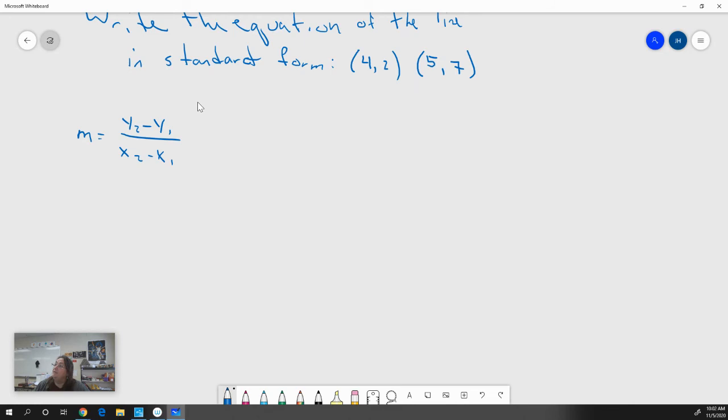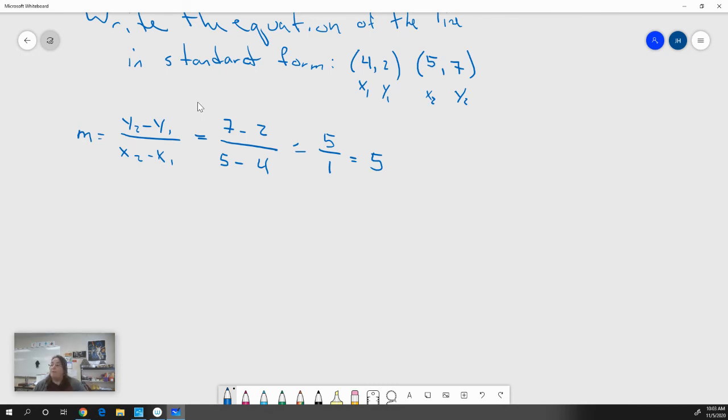And we can name either of these that. We can make this x1, y1, and this x2, y2, because it's arbitrary. I can choose it myself. So we're going to go y2, well, that's 7 minus y1, that's 2, over x2, which is 5, minus x1, which is 4, which is going to give me 5 over 1, which is just 5. So my slope is 5.